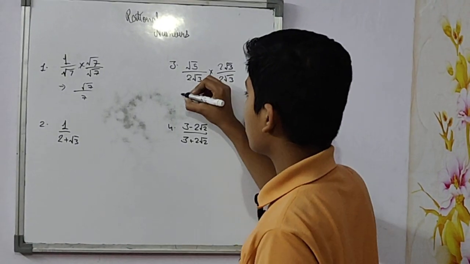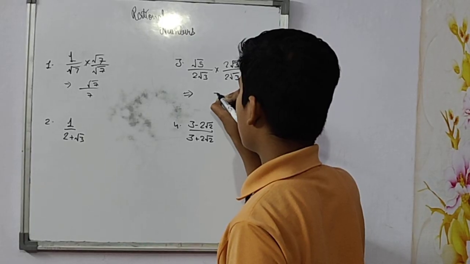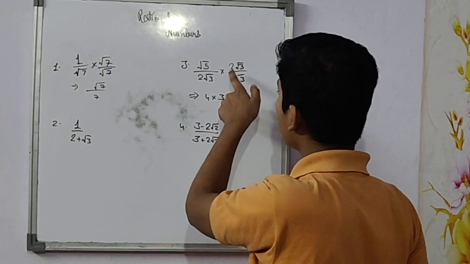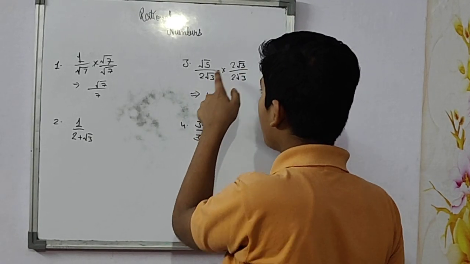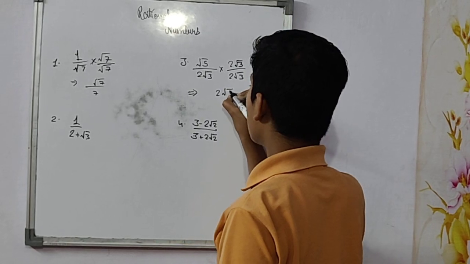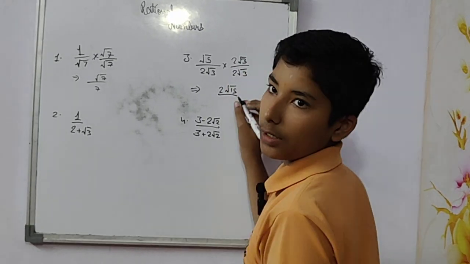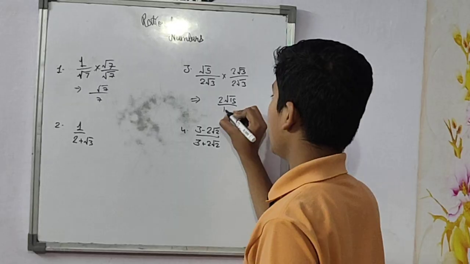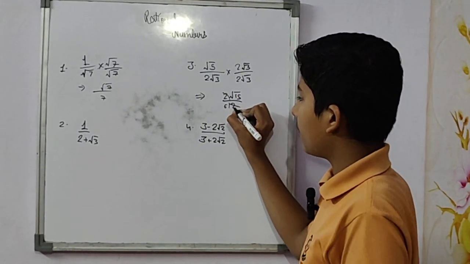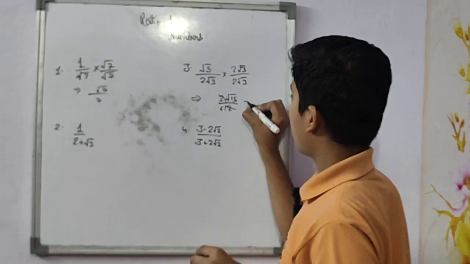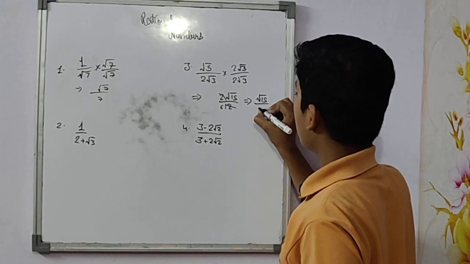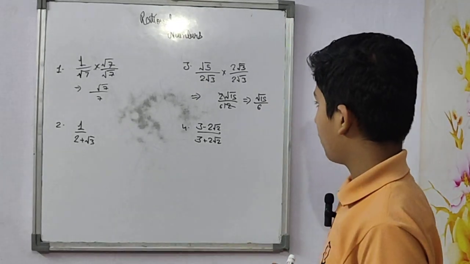Okay, so 2 root 3 into 2 root 3 will be 3 into 4. And 2 root 3 into 5, root 3 into root 5 is root 15. Sorry, it will be 2 root 15 upon 2 root 3 into 2 root 3, which is 4 into 3, which will be 12. Okay, so now see, 2 will be cut, and 12 will be cut by 2, 6 times. So our answer will be root 15 upon 6, root 15 by 6.